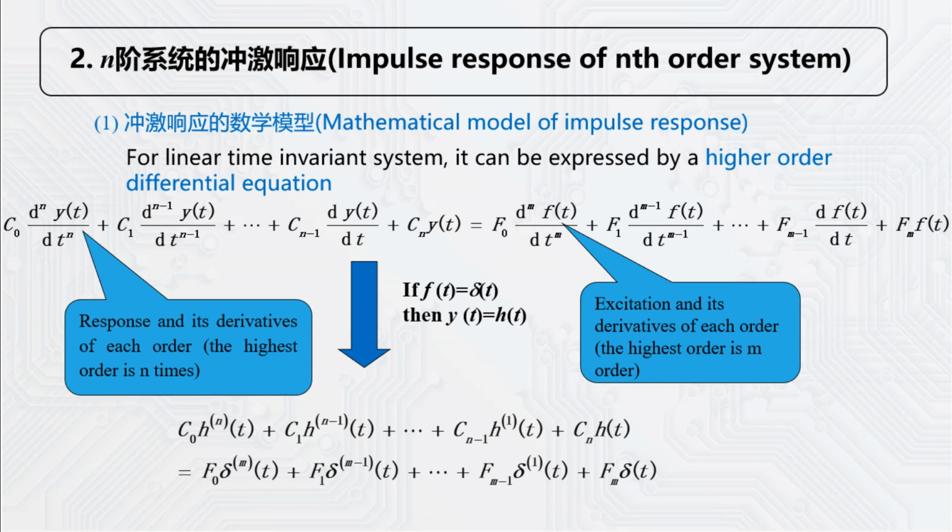For an nth-order system, it can be described by an n-order differential equation. The left end of the equation is the response and its derivatives of each order. The highest order is n. The right end of the equation is the excitation and its derivatives. The highest order is m. When the excitation signal delta t is substituted into the original equation, the zero-state response of the system under the action of the impulse signal is h(t).